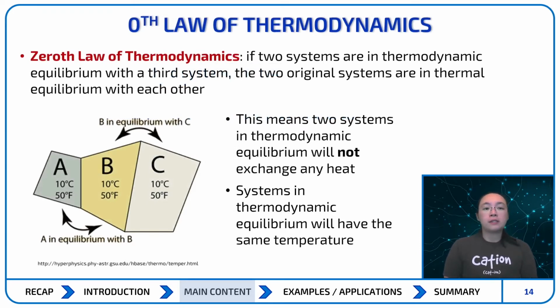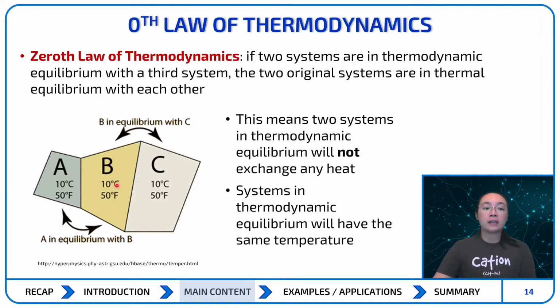So let's start with the zeroth law of thermodynamics. Basically, it states that if two systems are in thermodynamic equilibrium with a third system, the two original systems are in thermal equilibrium with each other. So let's look at this diagram here. There are 3 systems, A, B, and C. Now, if A is in equilibrium with B, it means that there's no heat that's going to be exchanged. It's simply just going to be equilibrated, same temperature for both systems.